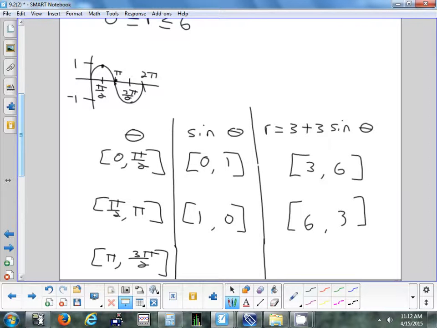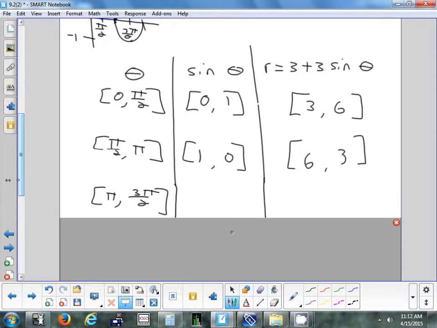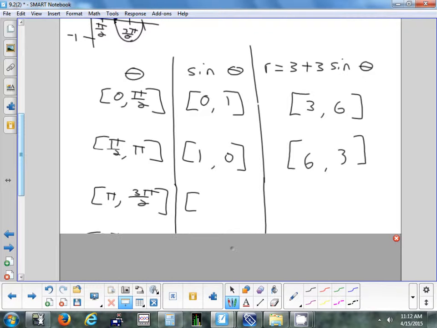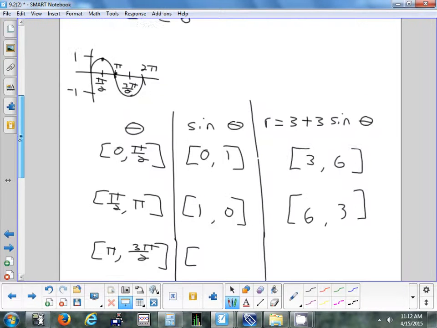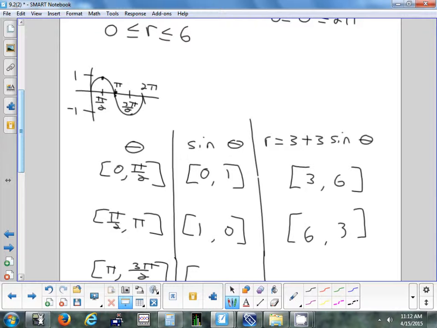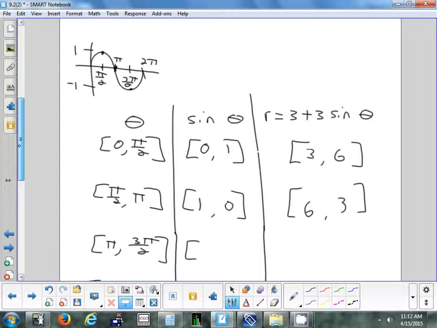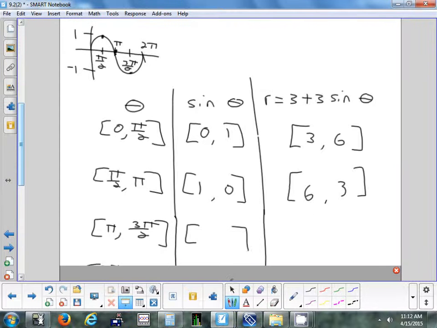Okay, now let's do pi to 3 pi over 2. Okay, Brianna, what's happening to my sine function as we go from pi to 3 pi over 2? It's going down. Yes, it's decreasing again. From what to what? 0 to -1. Yep, this time the sine function is going from 0 to -1. Now let's figure out how that affects my radius.